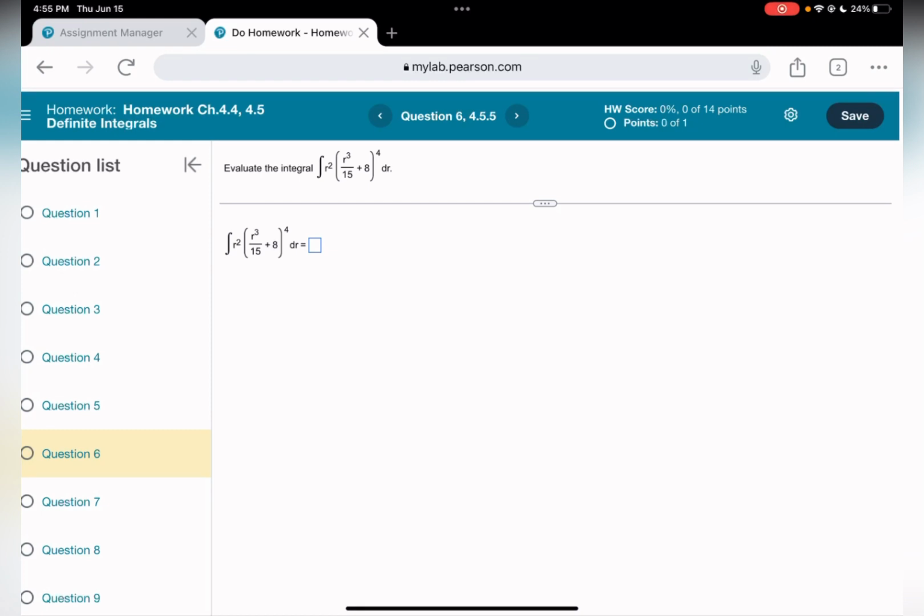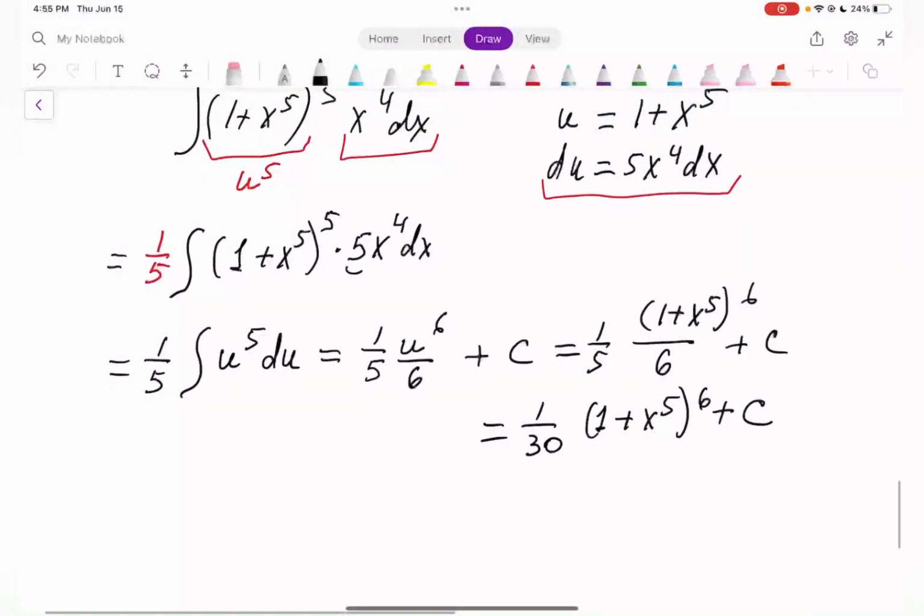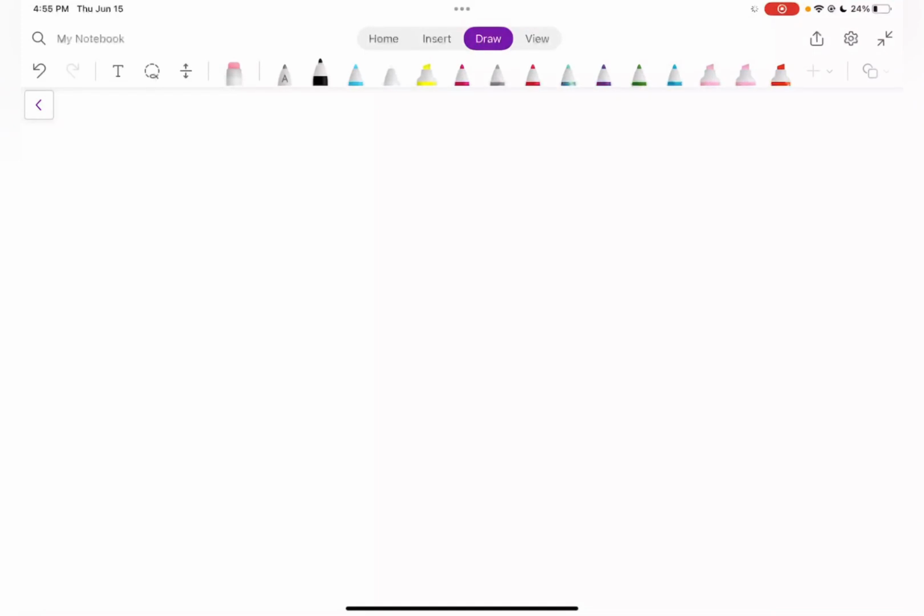Okay, doing question number 6. Same way we are going to do substitution to evaluate the integral. We got integral r squared times r to power 3 over 15 plus 8 to power 4 and dr. Okay, so how are we going to solve? Exactly the same way as we solved till now.